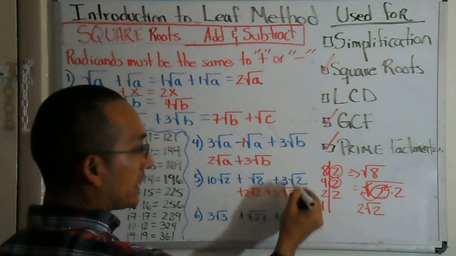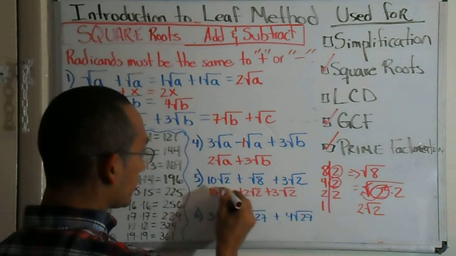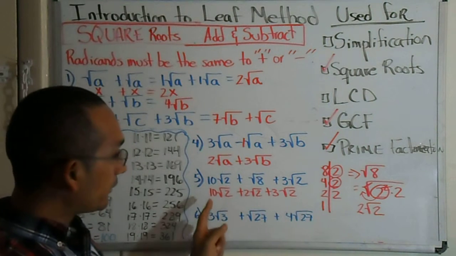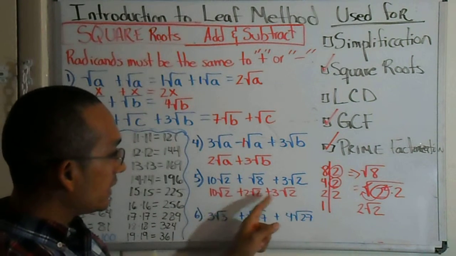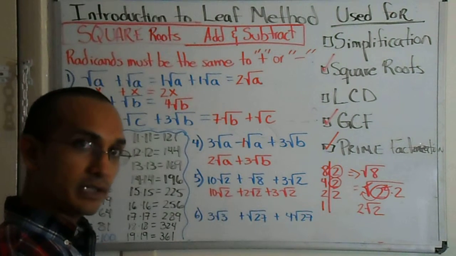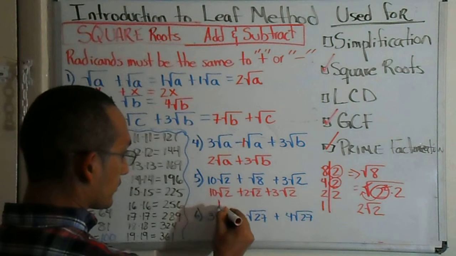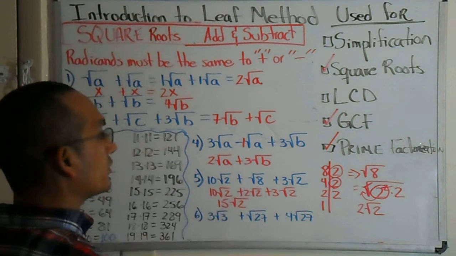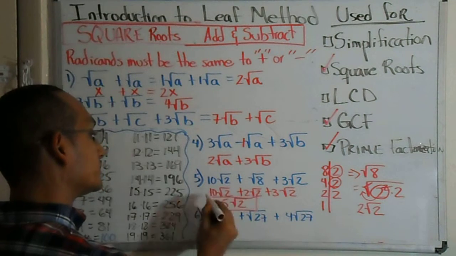3 square root of 2. I'm just writing it down. 10 square root of 2. And notice now the radicands are the same, so you can add the numbers in front. So 10 plus 2 is 12, and 12 plus 3 is 15. 15 square root of 2. That's what you have, so that's the answer for this one.